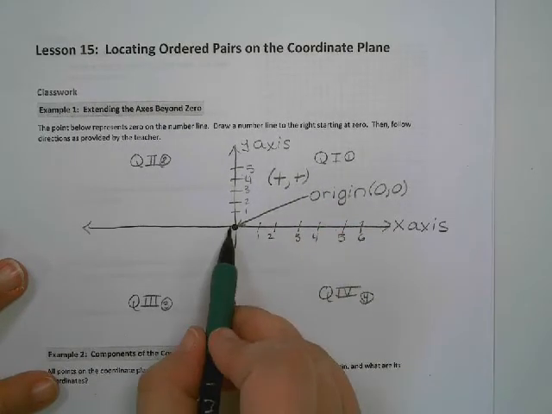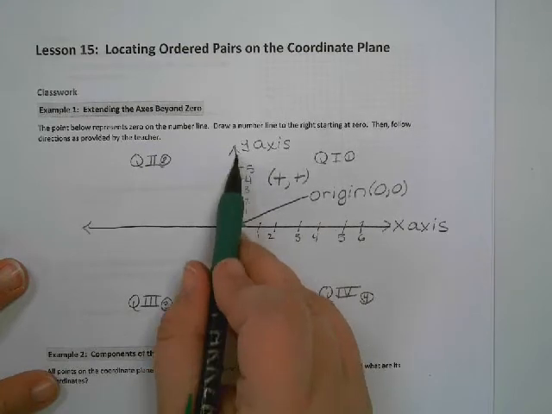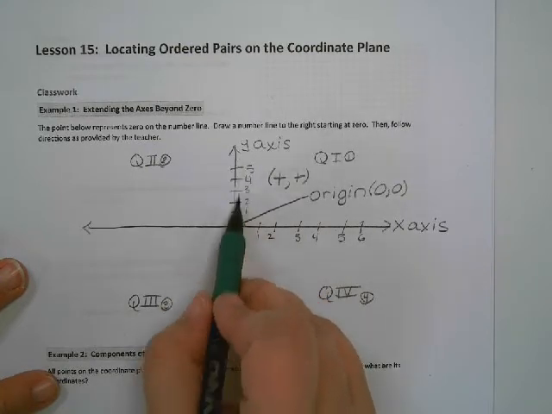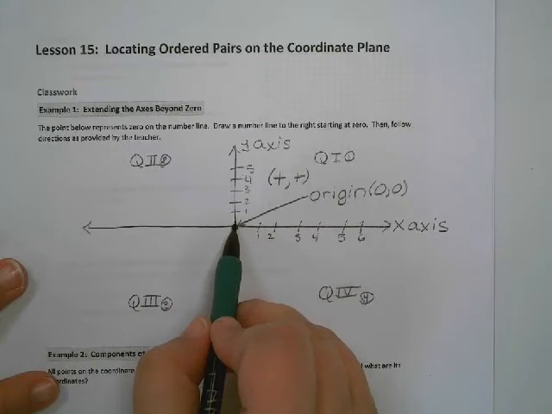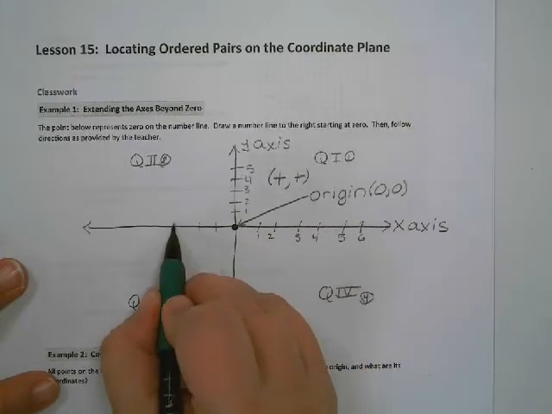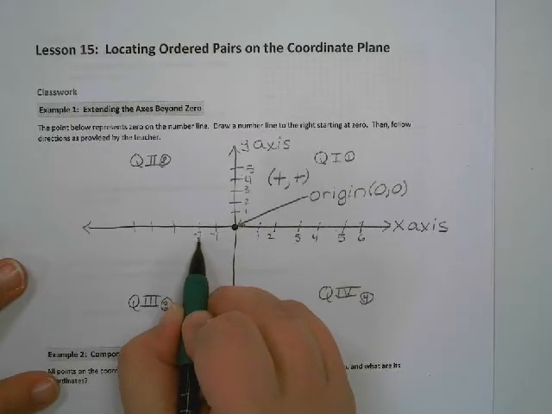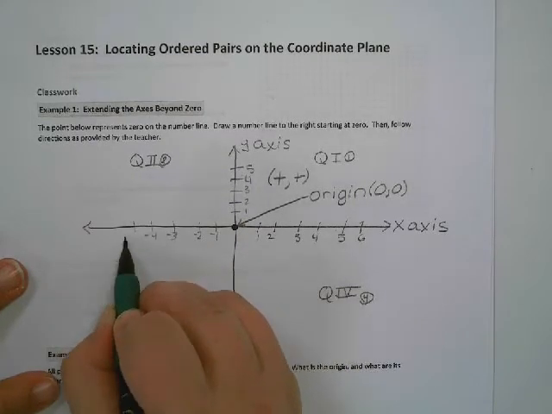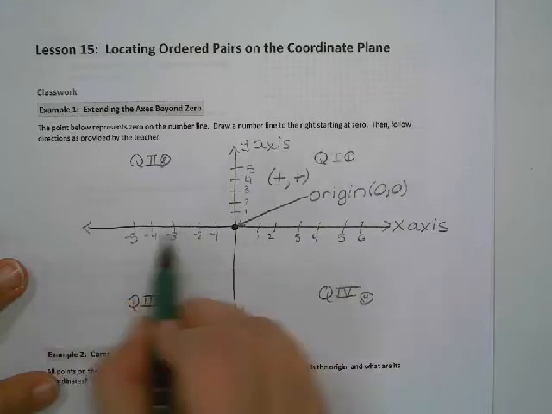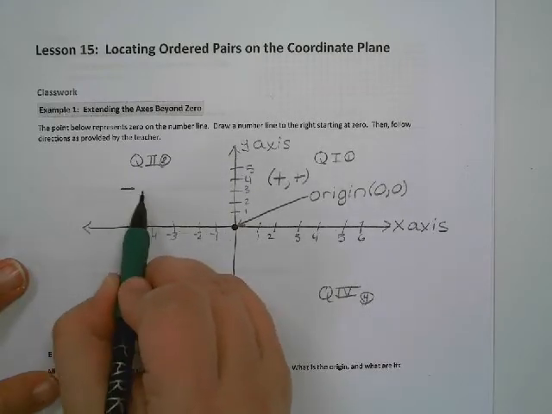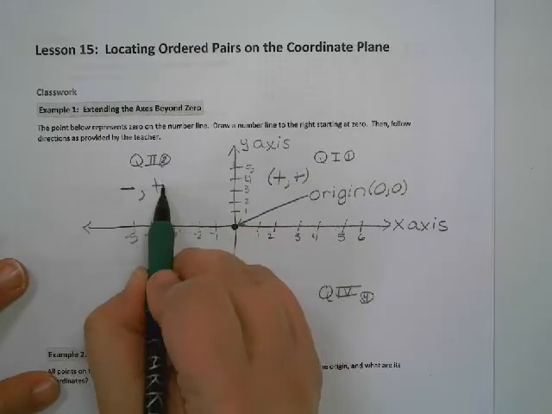Now let's take a look at quadrant 2. We are already using the numbers on this top part of the vertical number line, and so then we would be using numbers on the negative side of the horizontal line. And we always name our x first, so that would be a negative number and then a positive number.